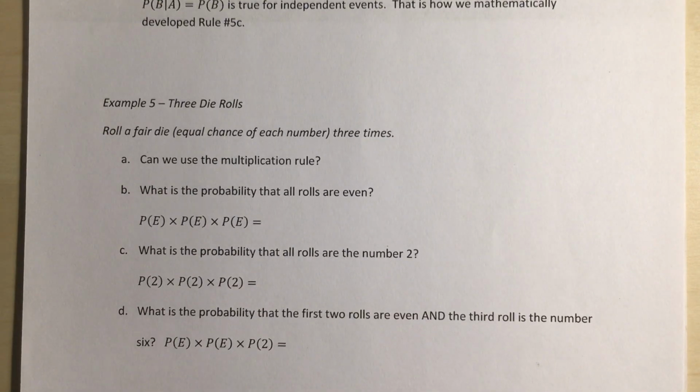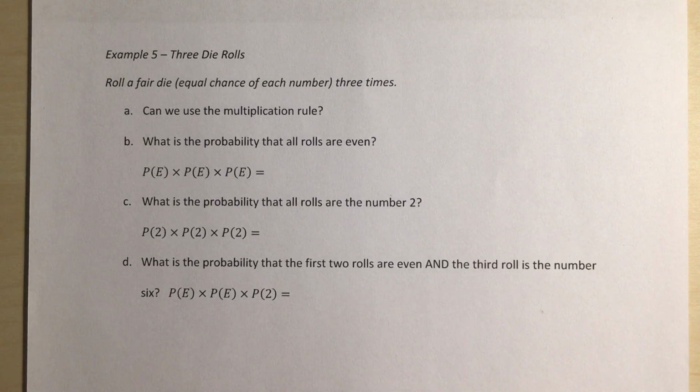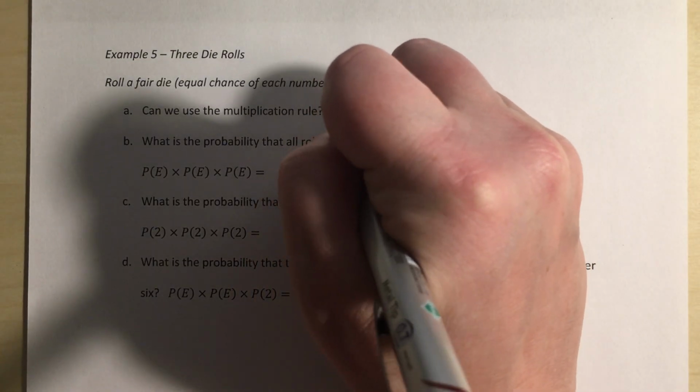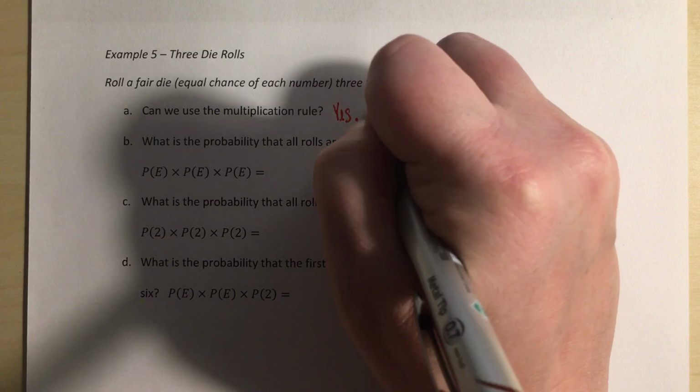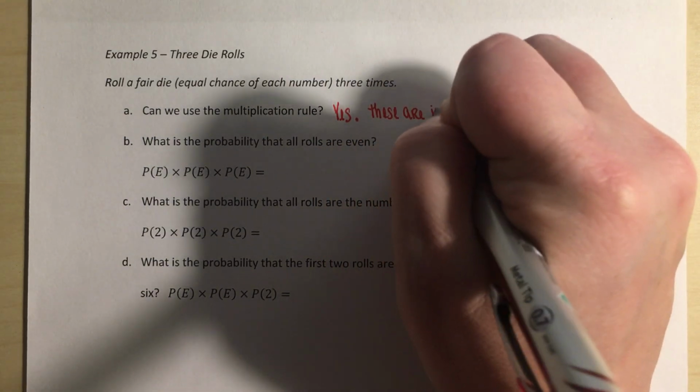So we're going to go through and talk about a couple of examples. Roll a fair die, equal chance of each number, 3 times. Can we use the multiplication rule? What we need to check is that these are independent events, and we are going to say yes. These are independent events.